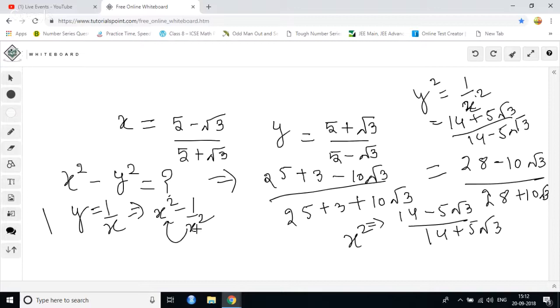Now you can find out the value of x square minus y square. How do you do it? So I am just removing some portion of it so that I can write on the screen.